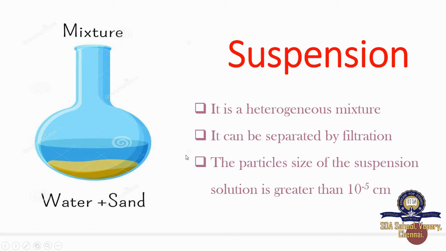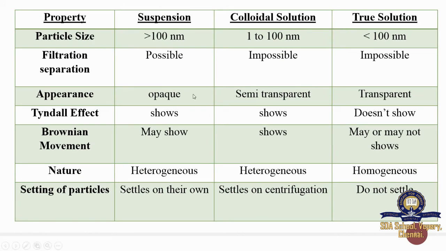So these are the three types. What are the three types? The first type we saw was the true solution. The second type is the colloidal solution, and the third one is the suspension. So can we compare these three types of solution? Yes. So we have suspension, colloidal solution and true solution. What is the particle size? For suspension it is greater than 100 nanometer. For colloidal solution it is 1 to 100 nanometer. For true solution it is less than 1 nanometer.